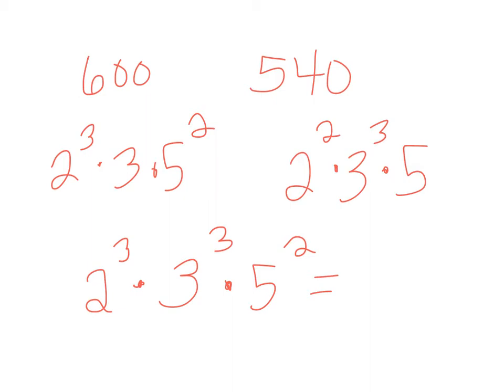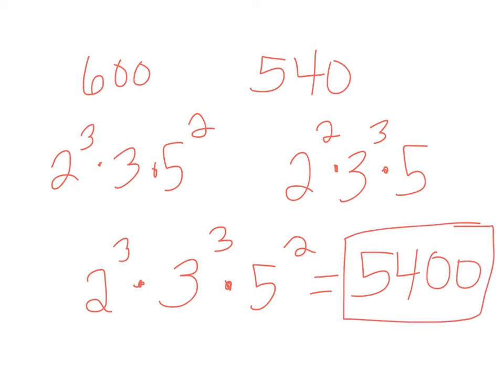Now, if I had some factors in either the prime factorization of 600 or of 540 that were not in the other, I would have to include those as well. I just wouldn't have to choose the highest exponent because they would only be listed in one of the factorizations. So 2 to the third times 3 to the third times 5 squared, when you multiply all that up, you get 5,400, and 5,400 is the lowest common multiple.